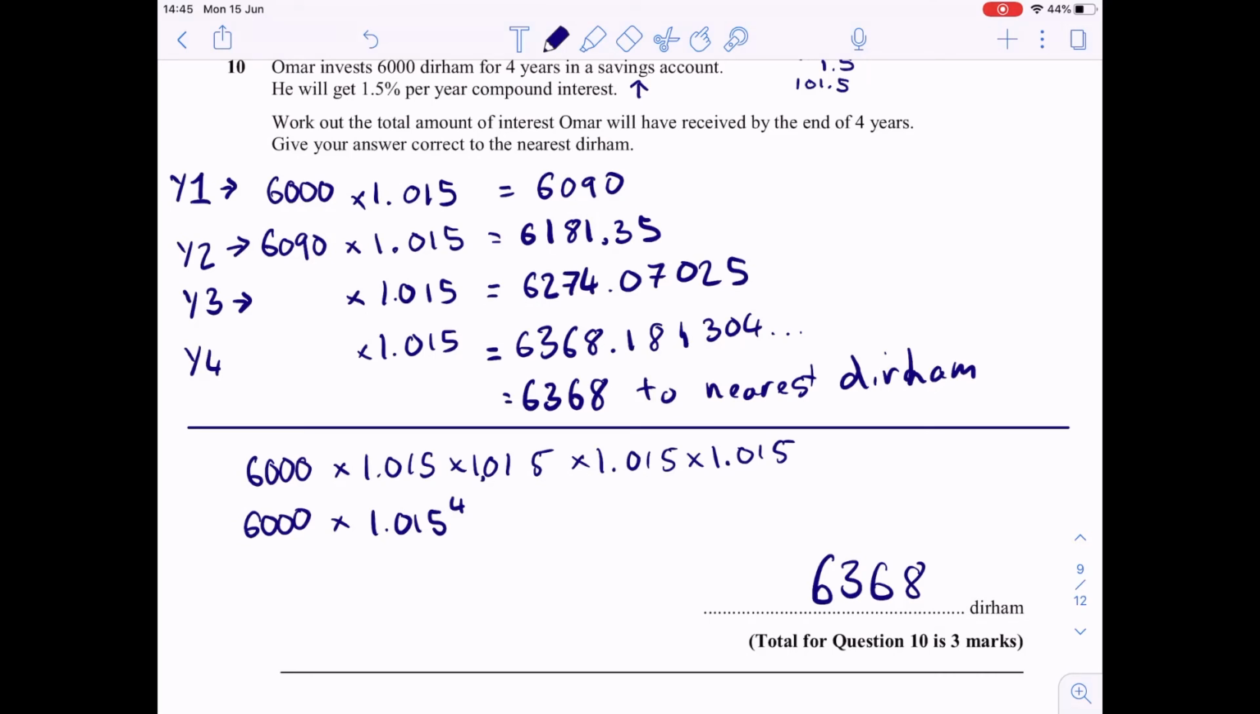Let's just check the question briefly. It says work out the total amount of interest Omar will have received. So actually this isn't quite the right answer. This is how much he has, but he invested 6,000. So the interest is just the amount he's gained from that 6,000. So if we do 6368, which is his amount to the nearest dirham, minus 6,000, that gives us his actual interest, which is 368 dirham.